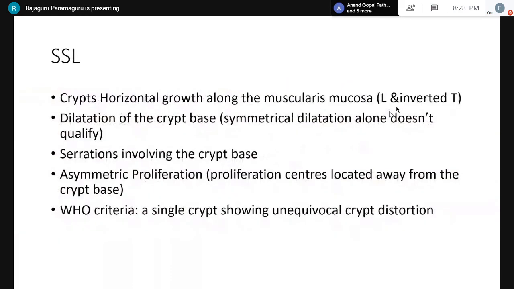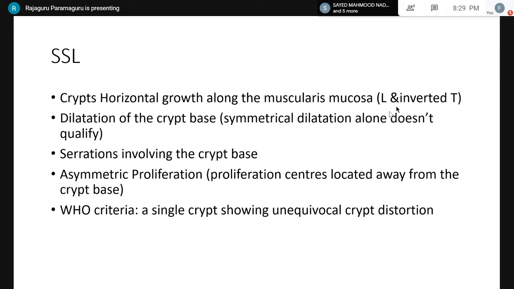So in a sessile serrated lesion, there are four important points. The crypts might show horizontal growth along the muscularis mucosae in an inverted T or an L-shaped fashion. Dilatation of the crypt bases might be seen, and to be noted is that symmetrical dilatation alone does not qualify for calling a polyp an SSL. It has to be asymmetric dilatation, with one crypt dilated compared to the other crypt. So this is about the dilatation of the crypt.